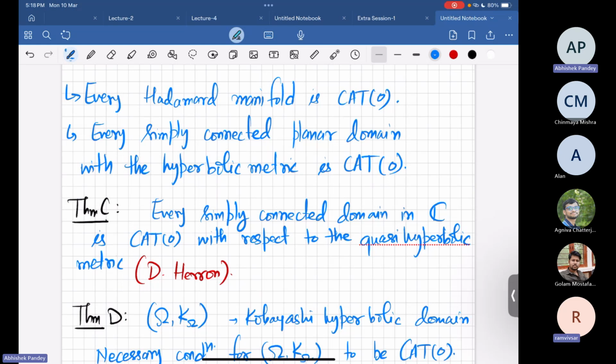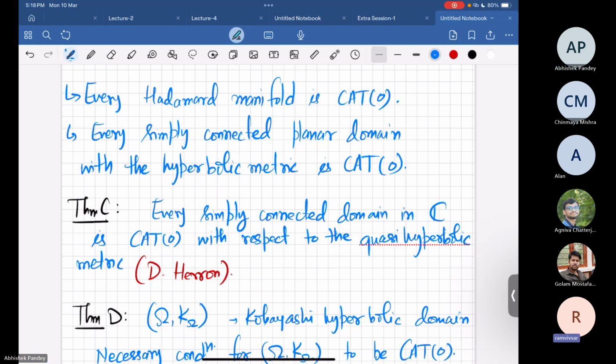No, I'm asking about theorem C. Yes, about theorem C you have to take simply connected domains in R^n for n greater than or equal to 3, equip it with the quasi-hyperbolic metric, and check whether it is CAT(0) or not. That's not always true, right? Yeah, I mean, one can construct some easy examples. But the necessary and sufficient condition is also not yet known.